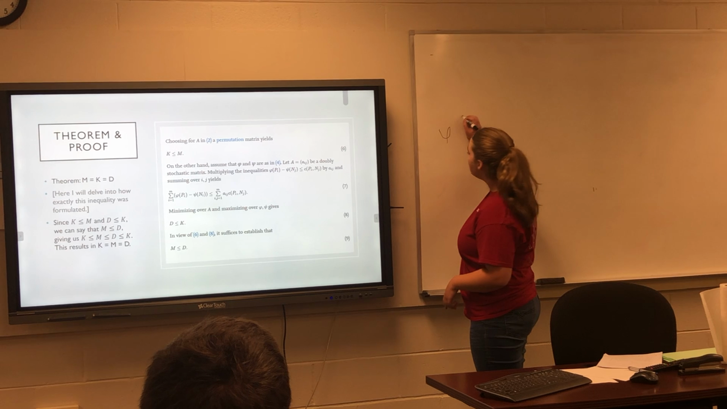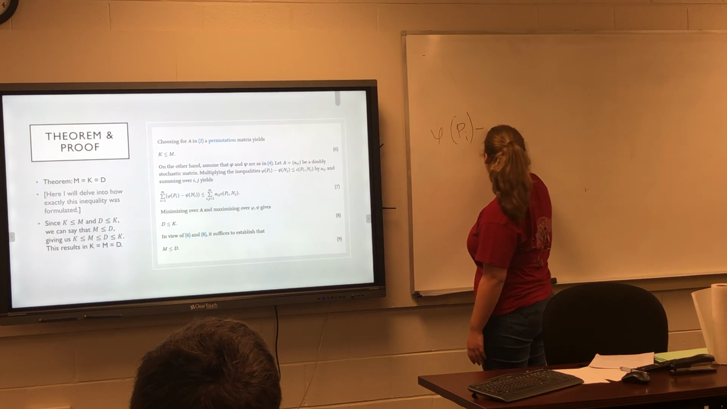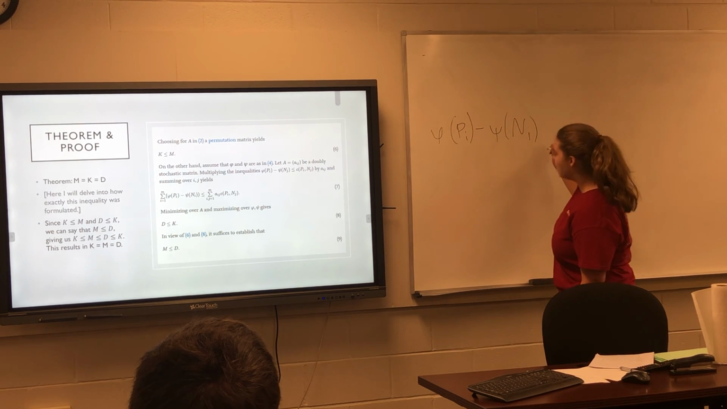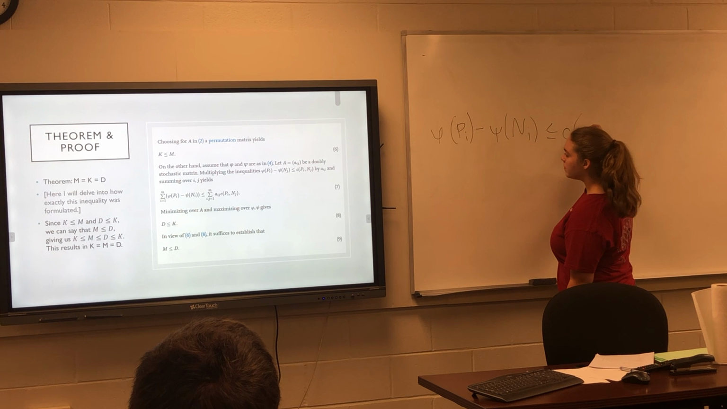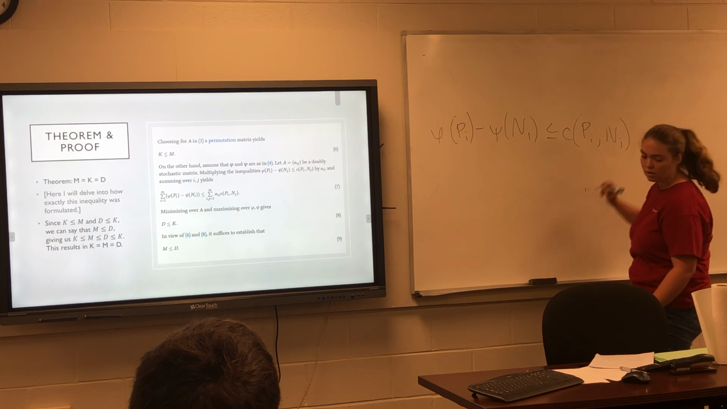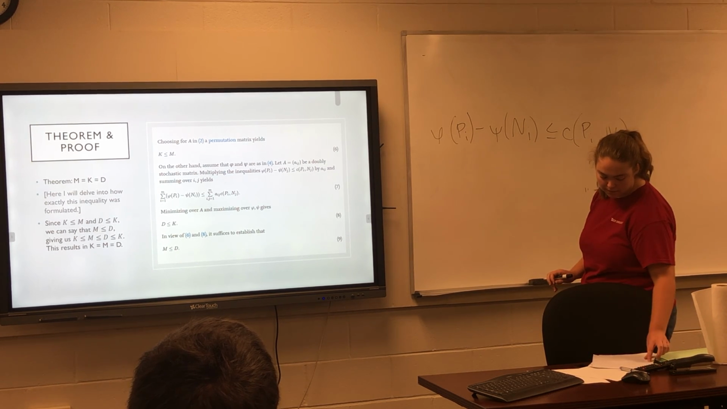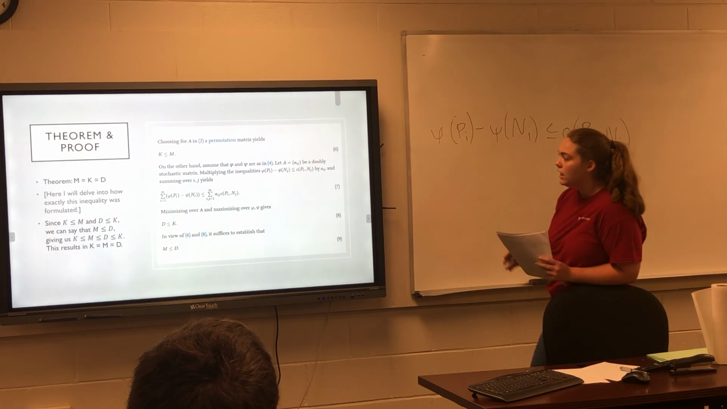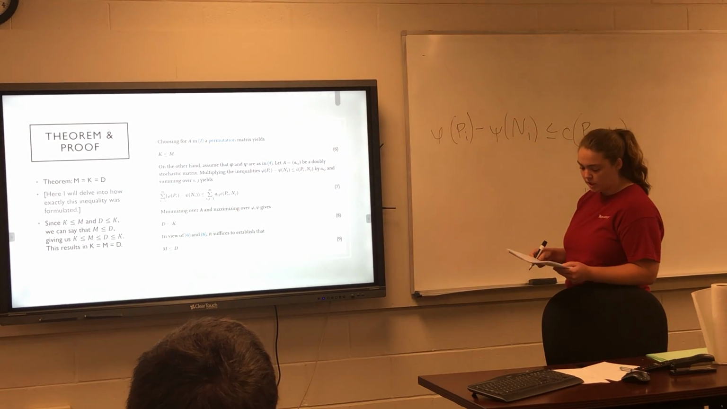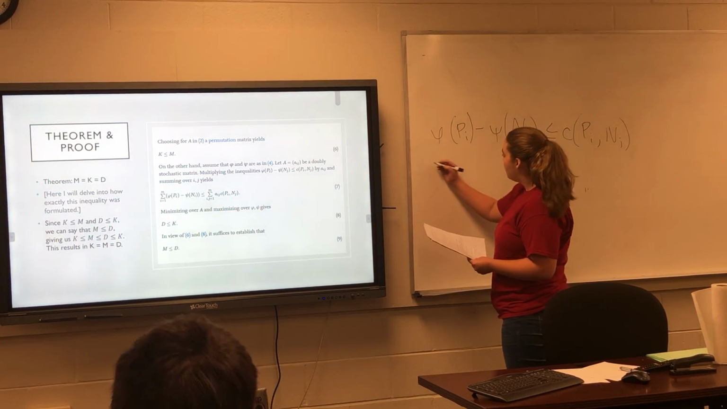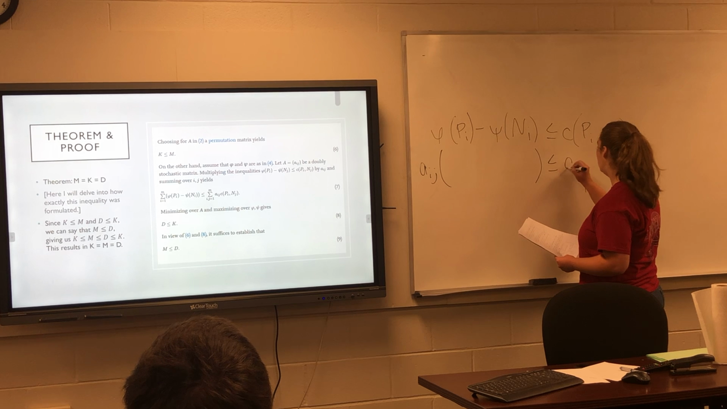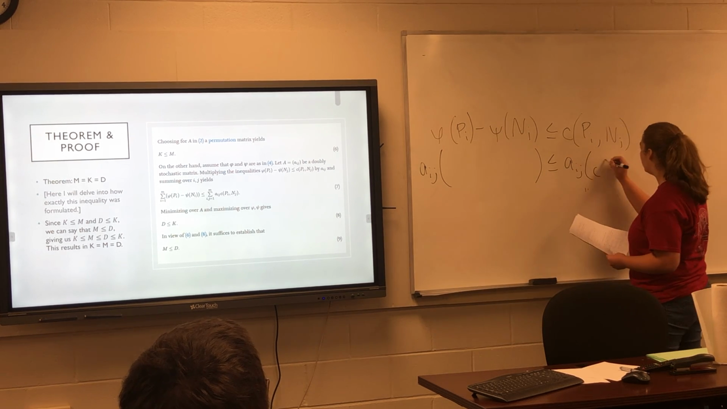If we have phi(p_i) minus psi(n_j) less than or equal to the cost of c_ij, what we're going to do here is basically do what it tells us to. We're going to multiply the inequalities by a_ij, which is the matrix. If we apply this, we get a_ij times this whole thing. I'm going to go ahead and write this out.